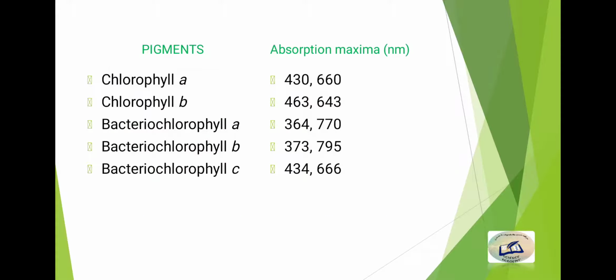So now I have brought down some of the important pigments and their ranges of absorption spectra. Chlorophyll A ranges from 430 to 660, chlorophyll B from 463 to 643, and bacteriochlorophyll A, B, C have particular ranges of their own. Please note it down. It may come in small questions or MCQs, and sometimes it's important in our question papers.